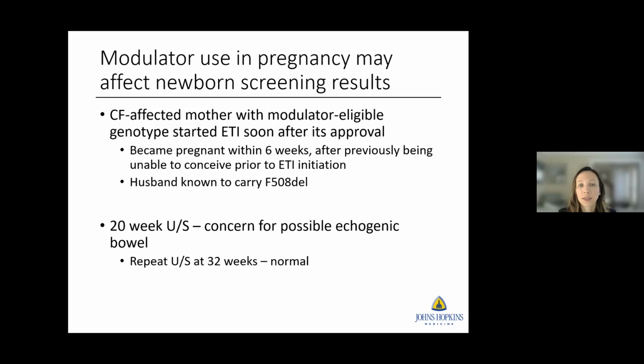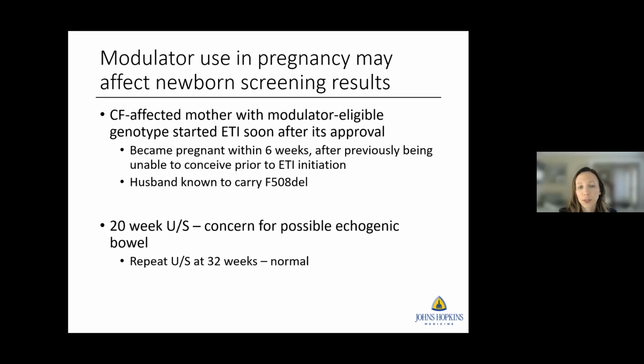This is a CF affected mother, so a woman with cystic fibrosis. She has at least one copy of Delta F508. We don't know what her other variant is. That was not published. And she started taking the triple combination ETI soon after its approval. Interestingly, until that point in time, she had been unable to get pregnant. She and her husband had been trying to conceive and were not able to do so, but she became pregnant within about 6 weeks of initiating treatment. Her husband was a known carrier of Delta F508, but they did not pursue prenatal diagnosis for this pregnancy. They just knew that they were at a 50% risk because she was CF affected and he was a carrier.